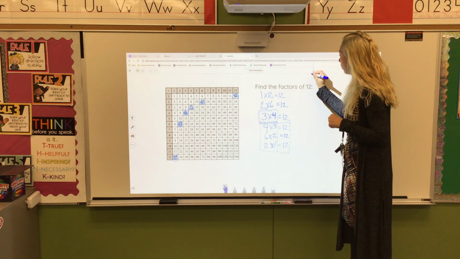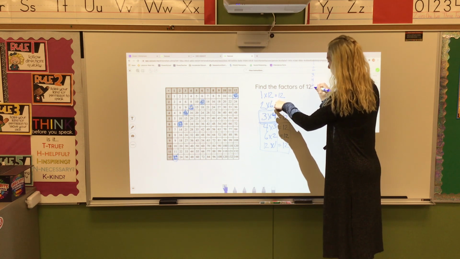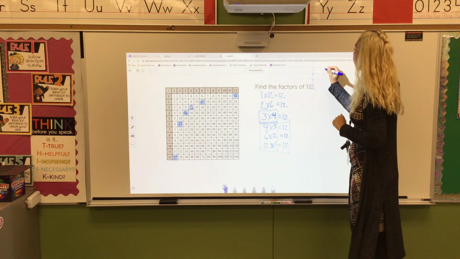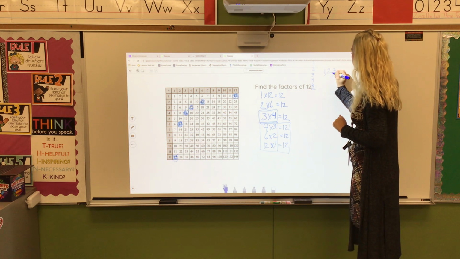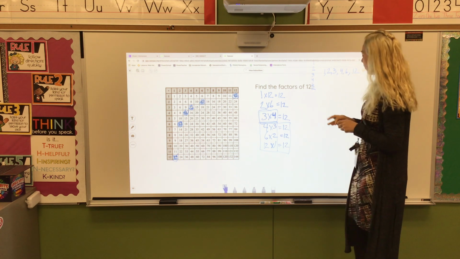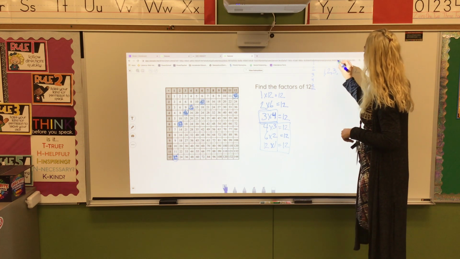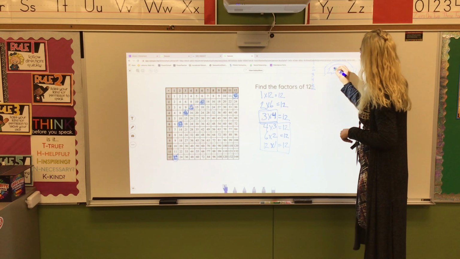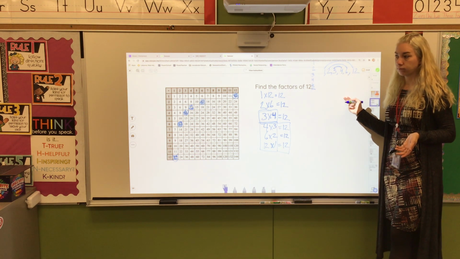1, 2, 3, 4, 6, 12. That way I know what they are. But then I like to have them horizontally. 1, 2, 3, 4, 6, 12. And I know that's kind of faint. I will get a new marker. But then we rainbow it to make sure that they match. The 1 is with the 12, the 6 is with the 2, the 3 is with the 4. Those are all my factors of 12.